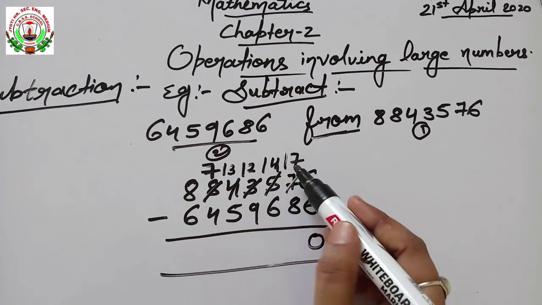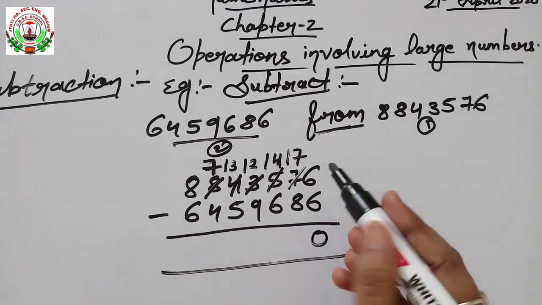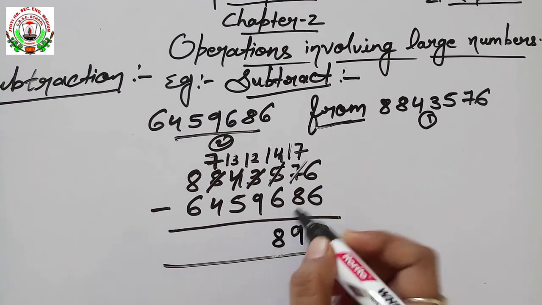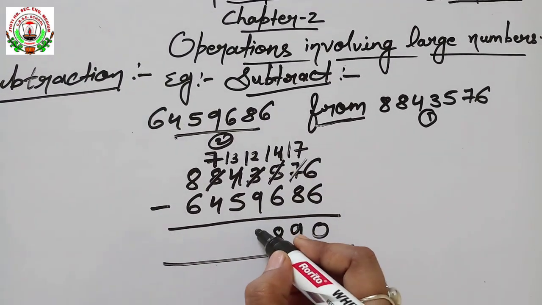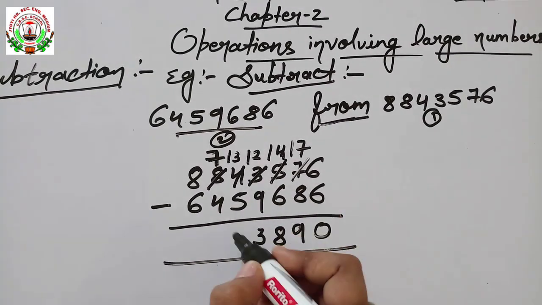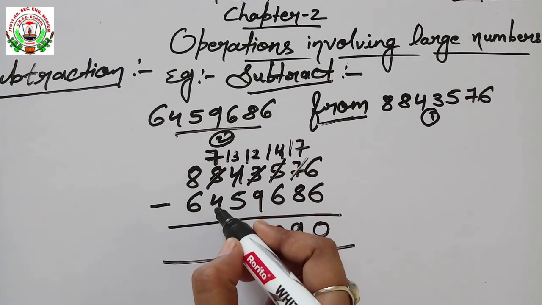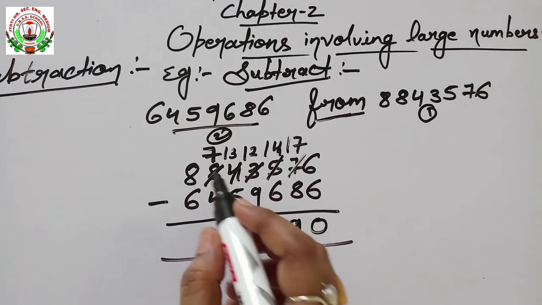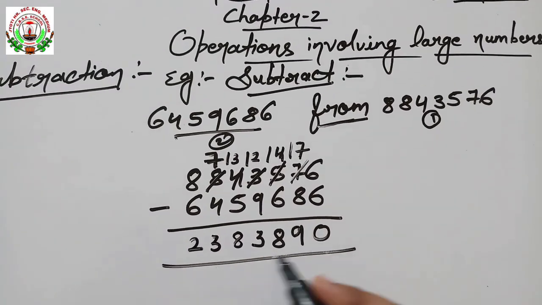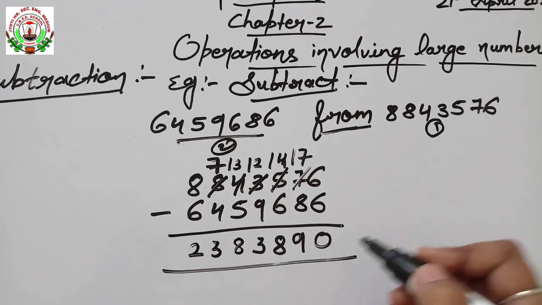So let's start. 17 minus 8 will be 9. 14 minus 6, 8. 12 minus 9, 3. 13 minus 5, 8. 7 minus 4, 3. And 8 minus 6, 2. Now here we have got the answer.